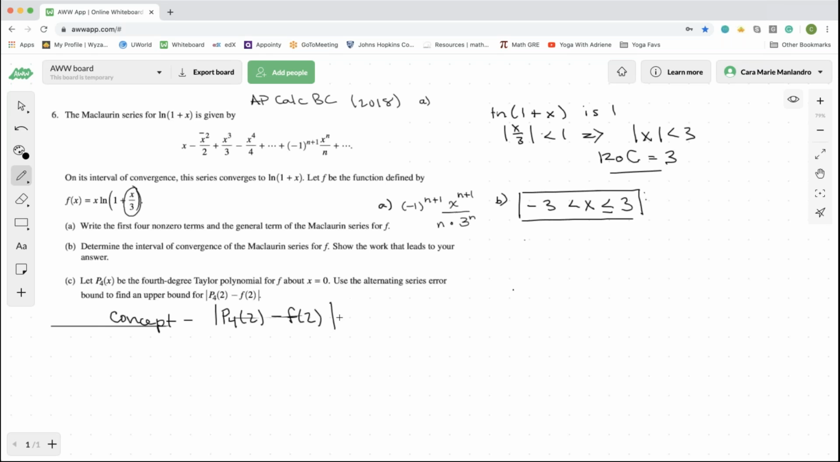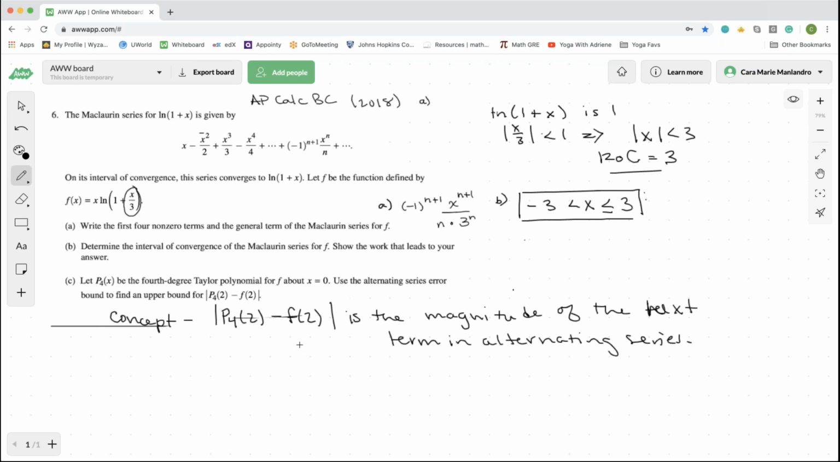All right, the error bound here is the magnitude of the next term in the alternating series. So essentially what we're going to do is evaluate this for 5.